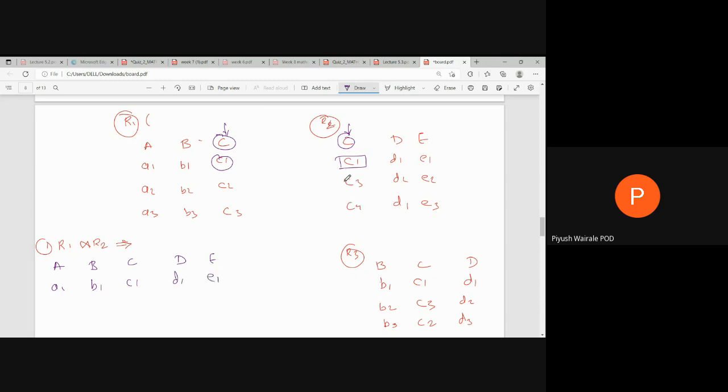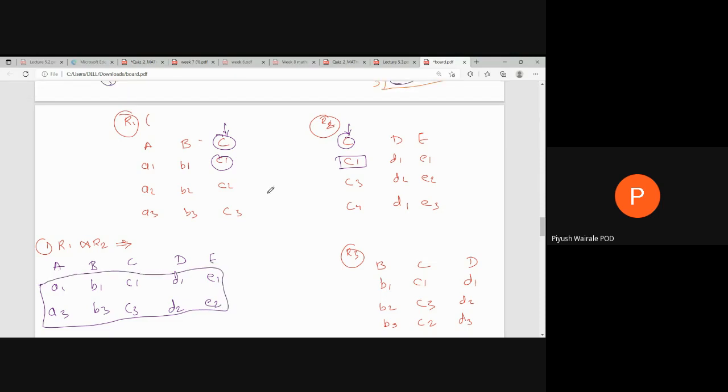Now is any other C1 there? No. Now let's check for C2. C2 is not matching with any tuple in R2, so C2 will not come. Now check for C3. Yes, C3 is there. So the output will be A3, B3, C3, D2. This is the output of R1 natural join R2.